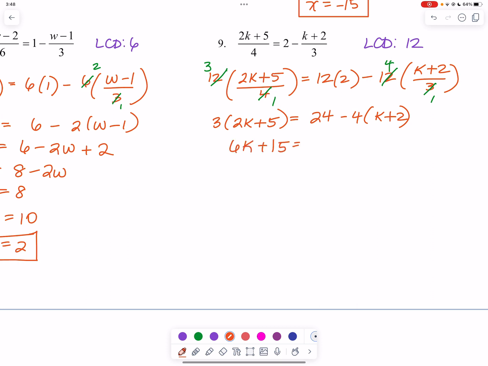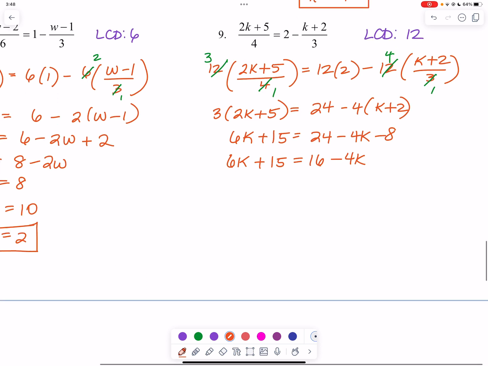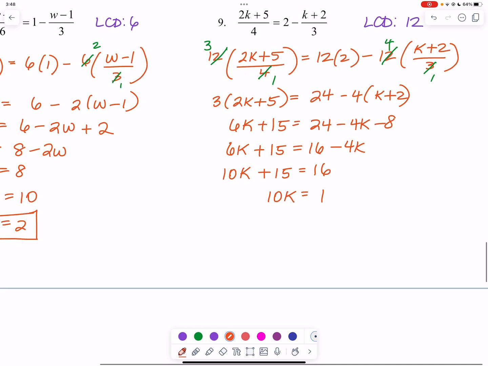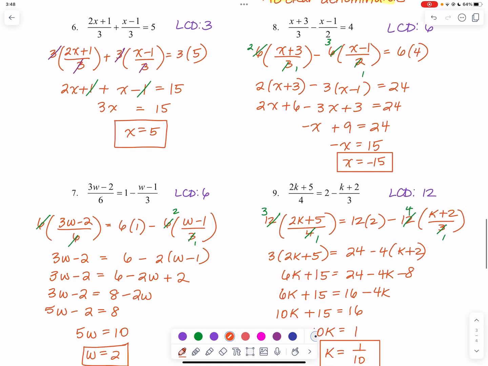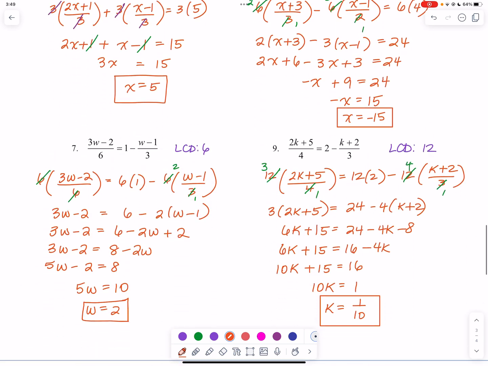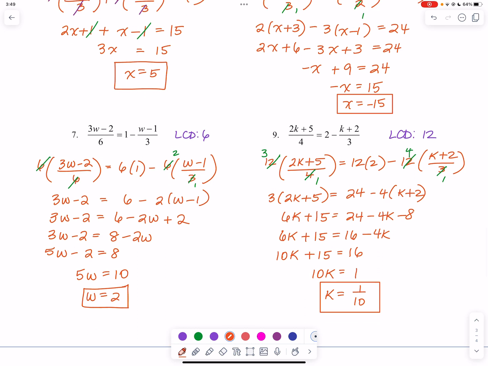Distributing that 3 and distributing that negative 4. We will combine like terms on the right-hand side. And we have 4k that we will add to both sides. And then we will subtract 15. Dividing both sides by 10, we have that k is equal to 1/10. And that concludes Objective 6 and this prerequisite worksheet.